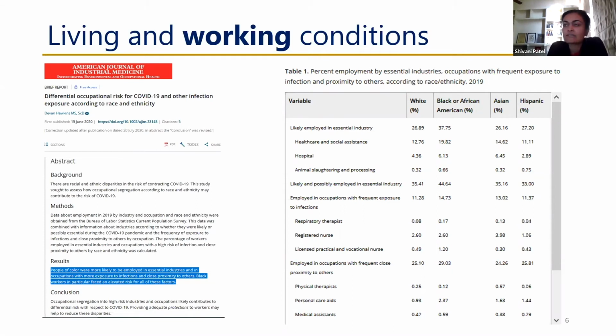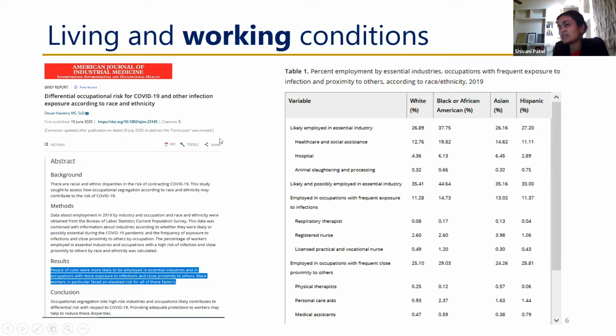I actually have a student working with me on getting better data and trying to put some national numbers on this. But this is one example of a paper that looked at employment and essential occupations by race, and found that people who are employed in essential industries, and therefore more likely to be exposed to COVID-19, tended to be non-white. And you can see some of these numbers here.